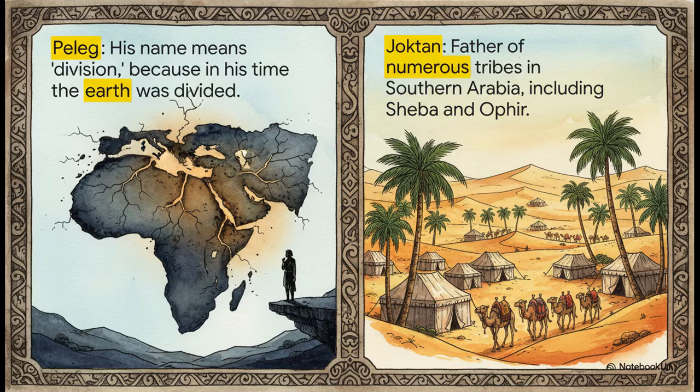Joktan goes on to father a whole bunch of tribes in southern Arabia. But his brother Peleg has this incredibly cryptic note attached to his name. His name means division, because, as the text says, in his time the earth was divided. What on earth does that mean? It's a deliberate cliffhanger, pointing us forward to the next story, the Tower of Babel.